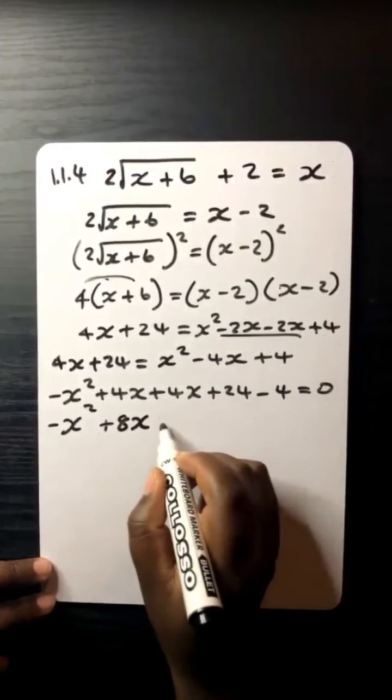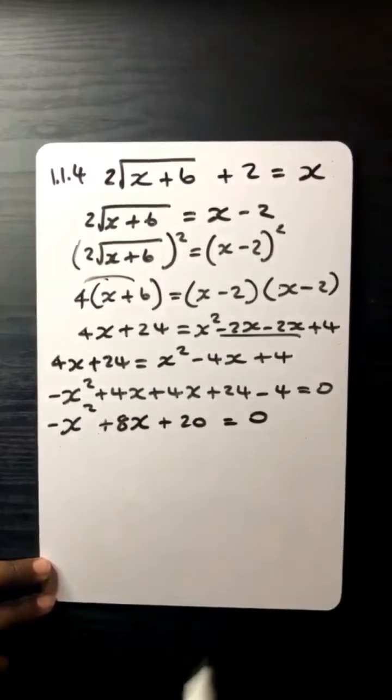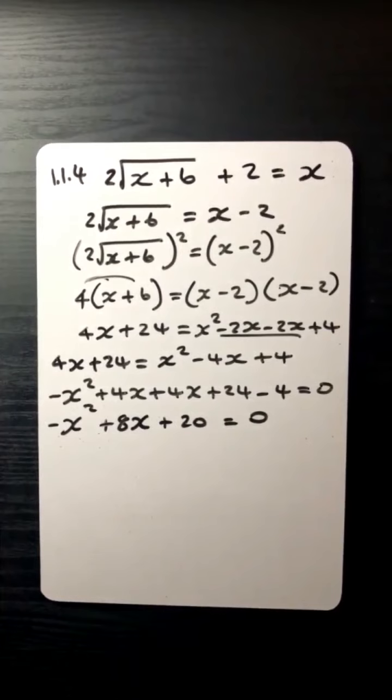Let's see, there we've got obviously positive 20. This equals 0. I'm going to choose one.